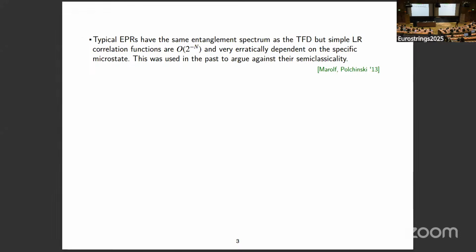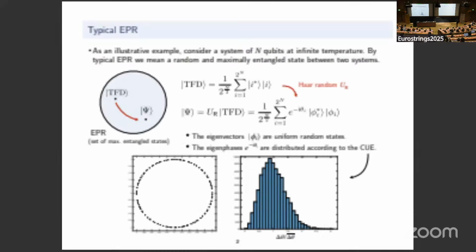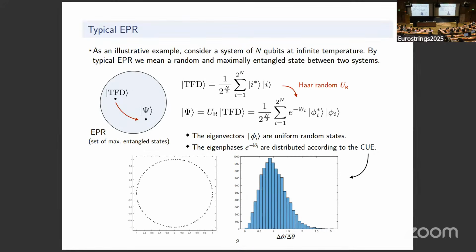The argument by Marolf and Polchinski was essentially that typical EPRs, like this state that I wrote here, have the same entanglement as the infinite temperature thermofield double, in that if you compute the reduced density matrix to one of the two sides, it gives you an infinite temperature density matrix.